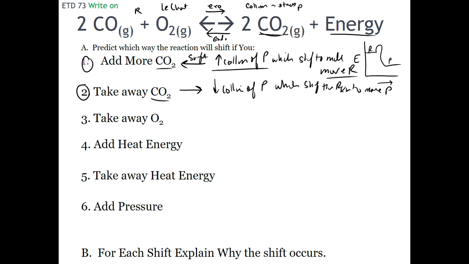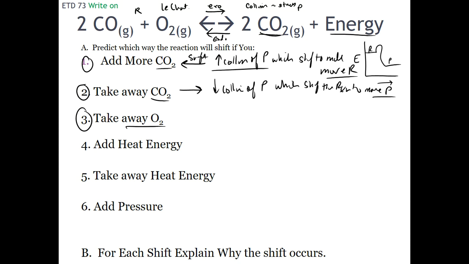Basically, the universe is like, hey, there aren't enough product collisions. There's too many reactant collisions. I've taken the products out of the way. Now the reactants can collide and make more of the products until it reaches equilibrium where it balances out. So this will temporarily shift it to make more of those products. Third one, right? I'm going to take away oxygen.